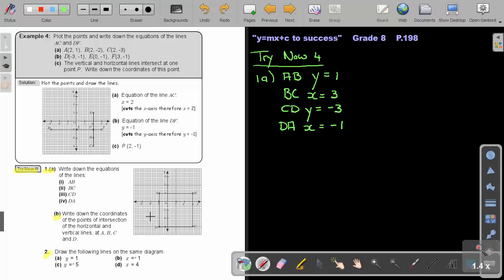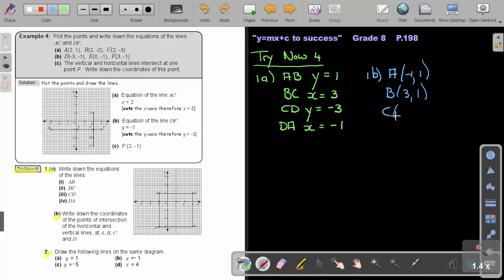So let's just do it. We can do it here on the side. We can say number 1B. So let's write down the coordinate of A. Now look, first go to the x-axis, it's -1, and then go to the y-axis, and it's 1. So it's -1 and 1. Look at point B. First to the x-axis, it's 3. Then to the y-axis, and it is 1.